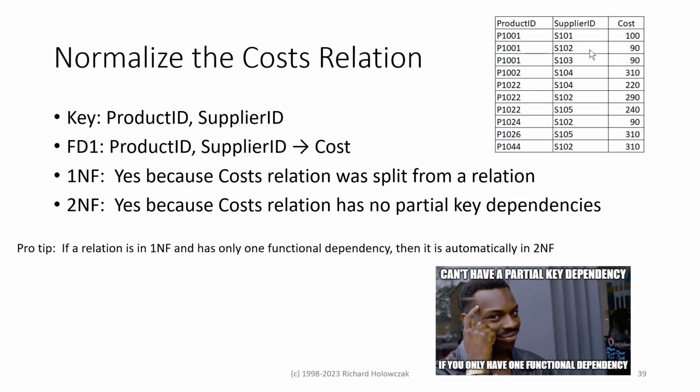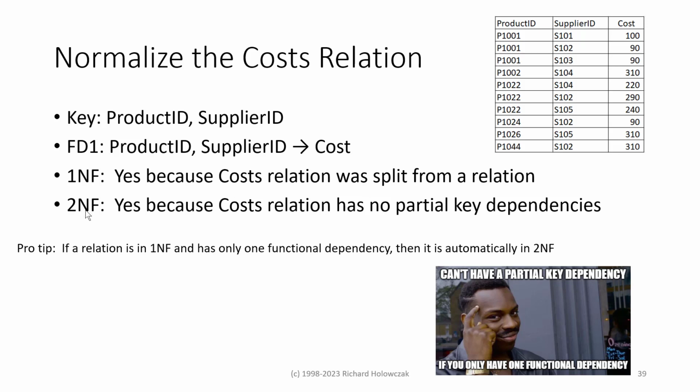Now let's look at the new costs relation. The cost relation retains the original key, product ID and supplier ID together, and they determine cost. So we can see the combination of product ID, supplier ID together is going to give us the cost. Immediately then, as soon as we know the key, we know that there's the first functional dependency, product ID, supplier ID determines cost. Is this in first normal form? Yes, because the cost relation was split from the original supplier relation.